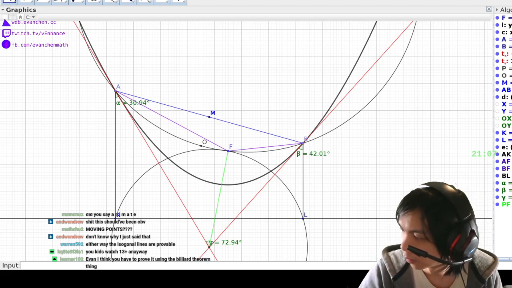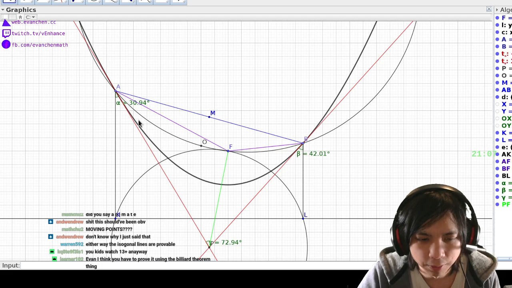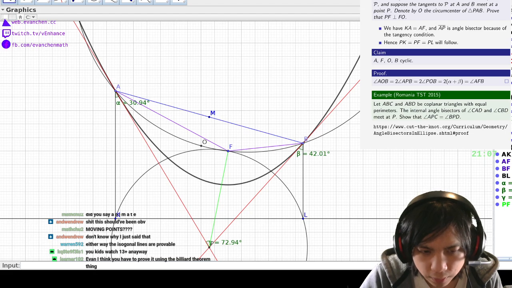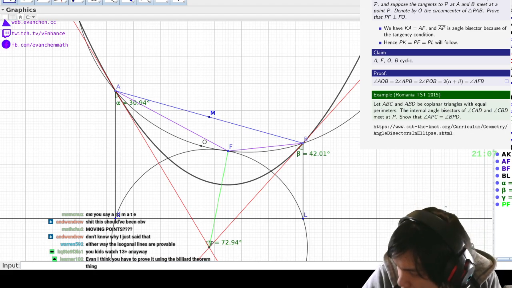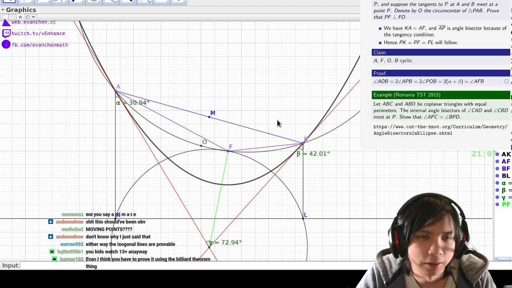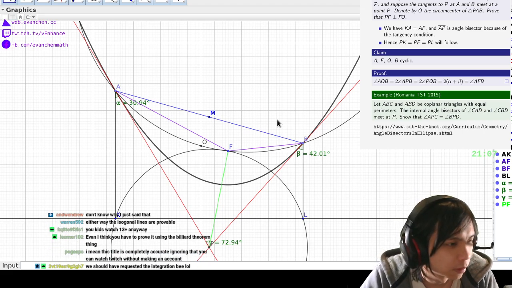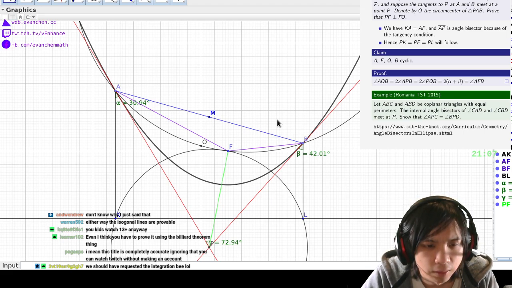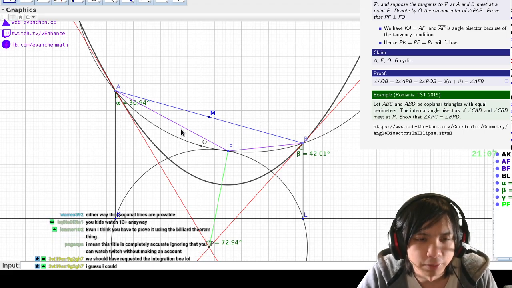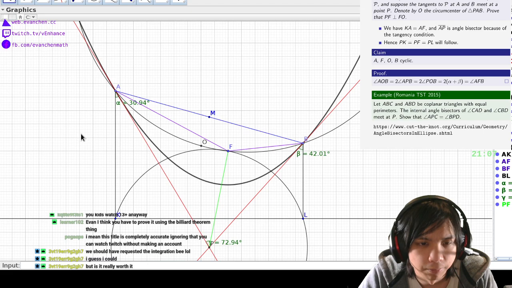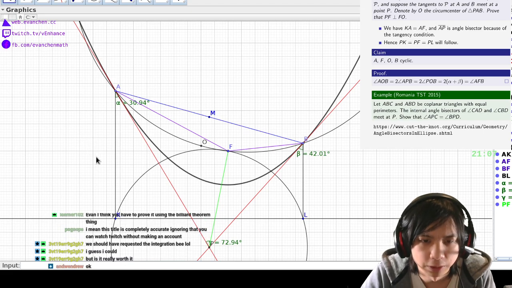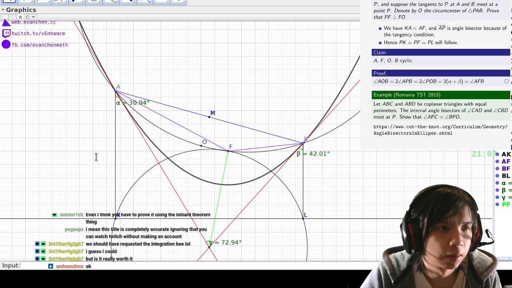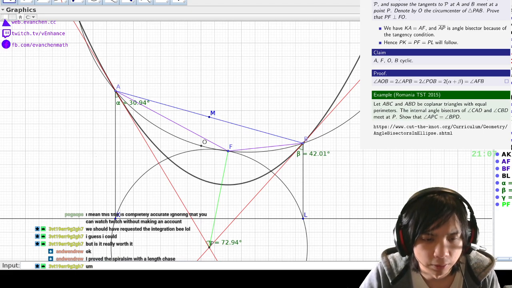Builder thing? I guess, maybe. Yeah, it's this really tricky synthetic thing where, let me copy that image from Cut the Knot. Let me hide these two.